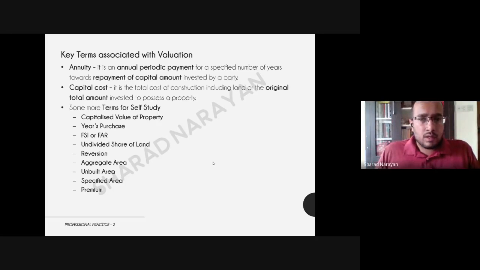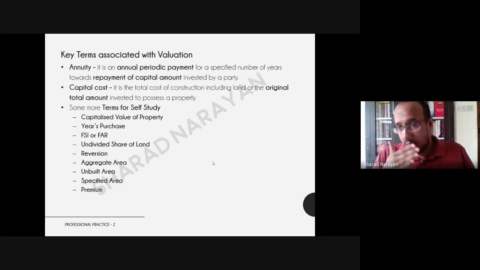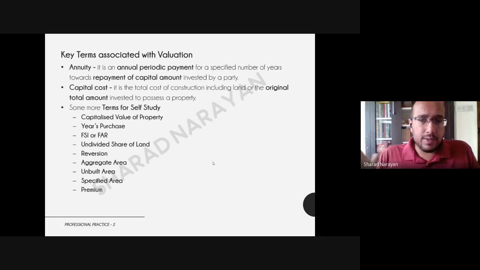Okay, coming back to this, for terms of self-study, you have 9 terms over here. You have capitalized value of property, years purchase, FSI, and so on and so forth. These 9 terms will be taken up as a part of your self-study. The self-study will be a set of definitions that you will write out for these terms as part of an assignment which will be given to you at the end of this presentation.